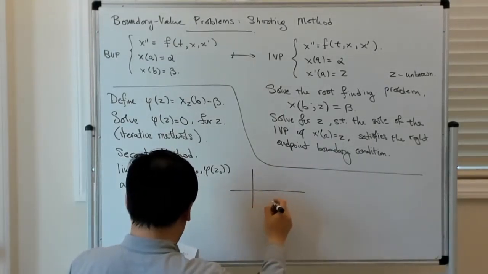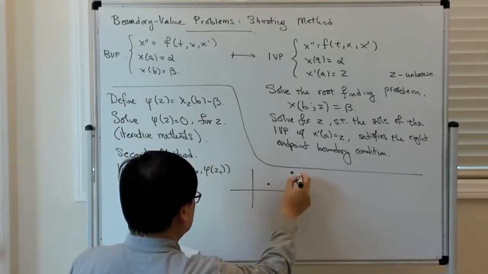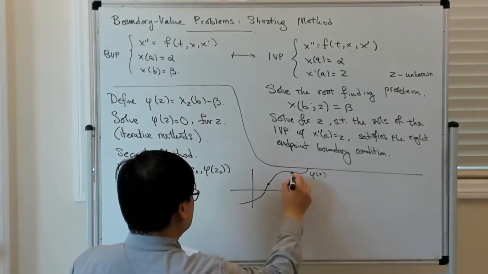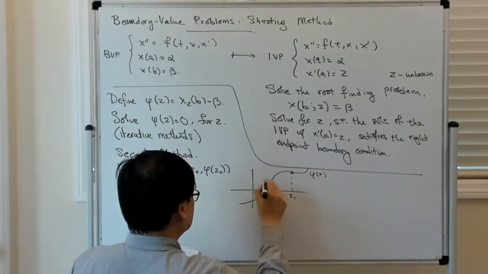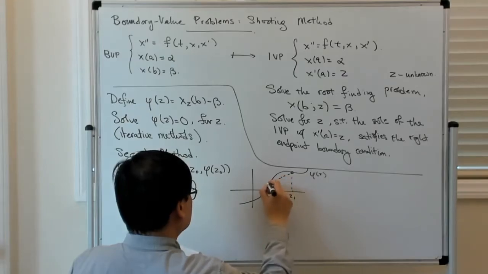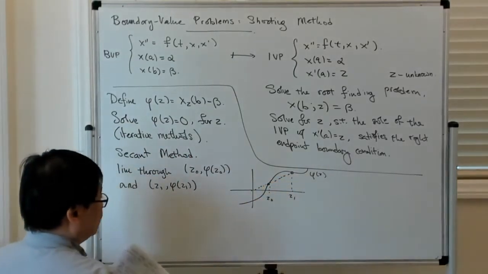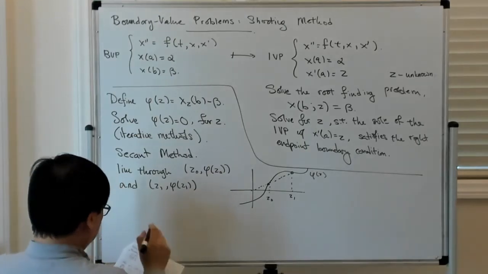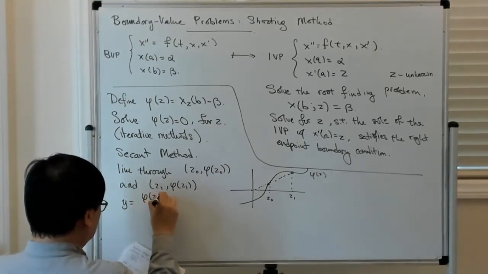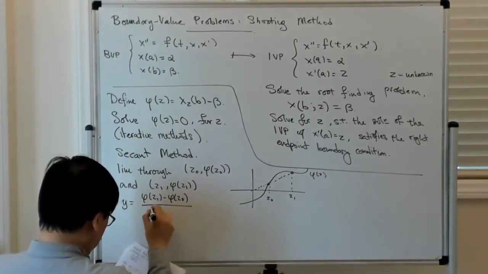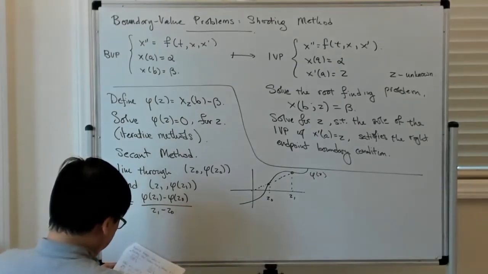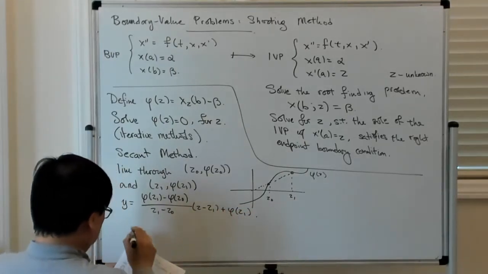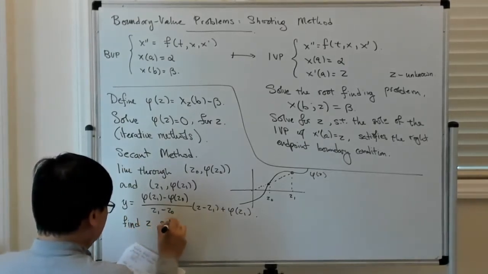So you have some sort of function, and you have points z0 and z1. Maybe this is what the function looks like, this is phi of z, this is z1, this is z0. Then this is the secant line, and we want to see where it intersects the x-axis. Your equation looks like y is equal to (phi z1 minus phi z0) divided by (z1 minus z0), times (z minus z1), plus phi z1. You want to find z such that y equals 0.